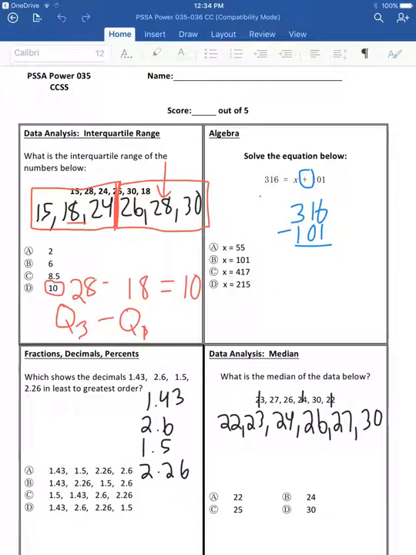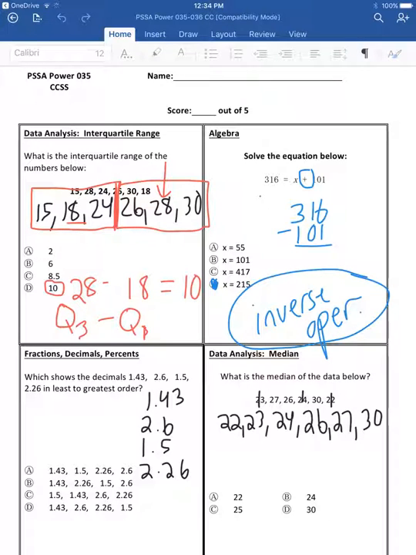Remember, use calculators for this. And if you do that, you get D, 215. Okay, remember, use inverse operations. So if you got that one wrong, I would be writing inverse operations on the back here.